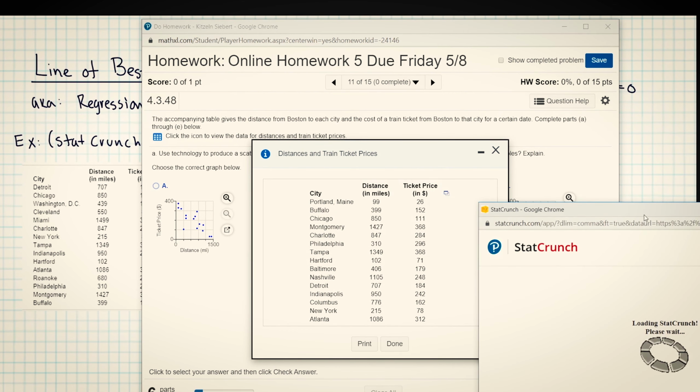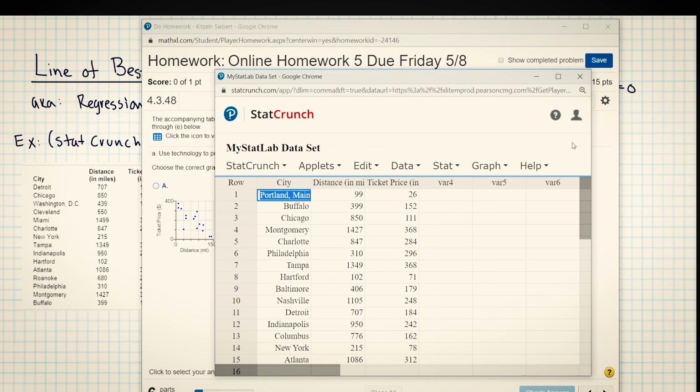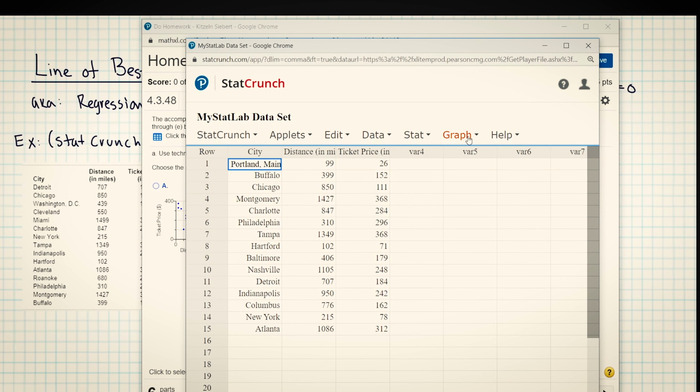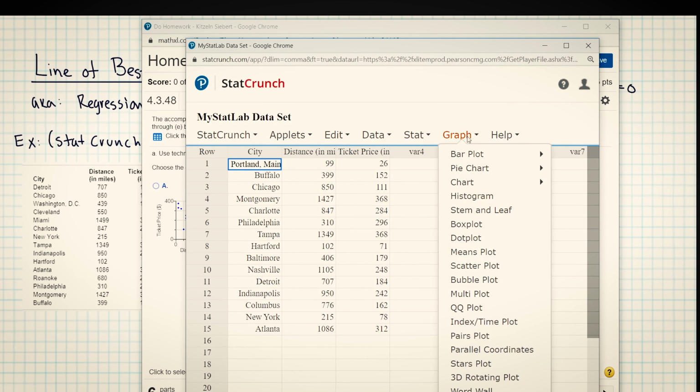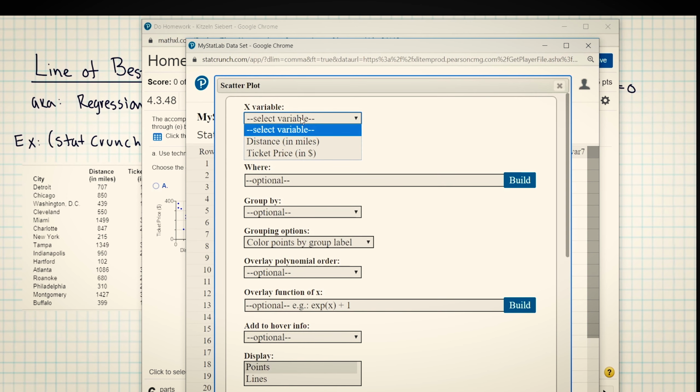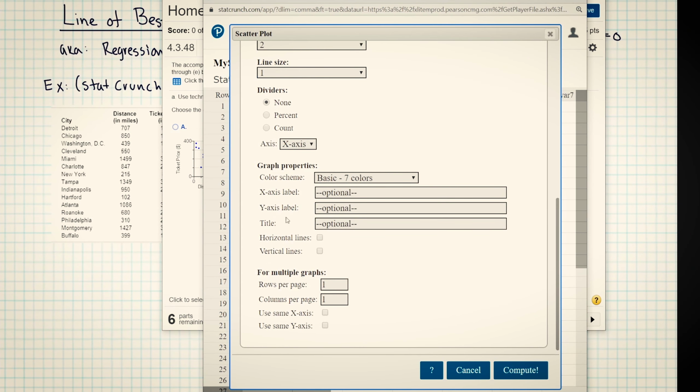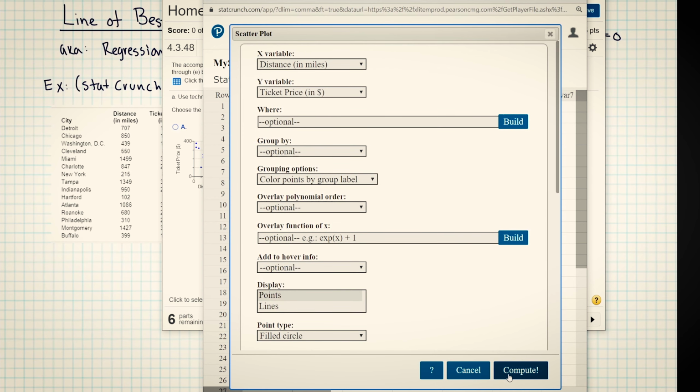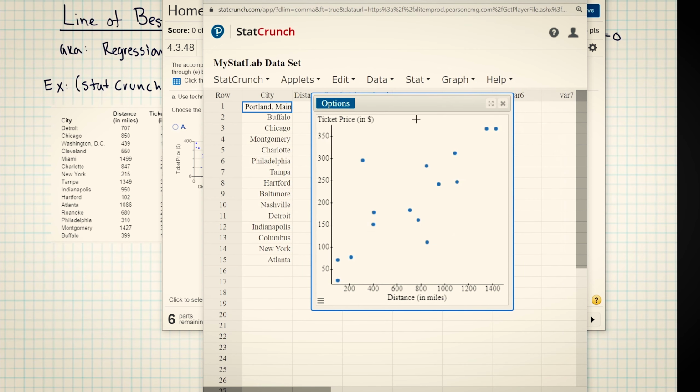Okay, so we're going to open the data in StatCrunch, and then they want us to make a graph. We want to make a scatterplot. The x variable, the predictor variable, I'm going to use the distance to predict the price. There are a lot of options you can change here if you want to label the axes or make your graph look pretty. I'm just going to try this with compute. Okay, and we get this graph.